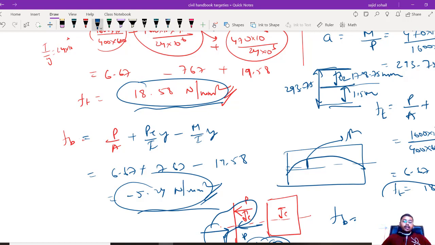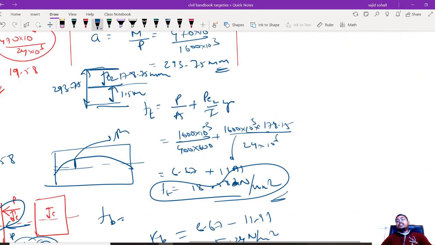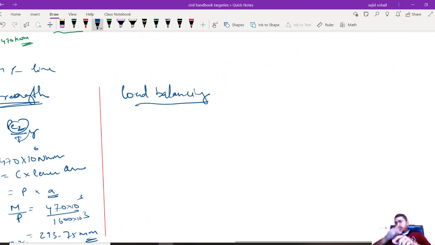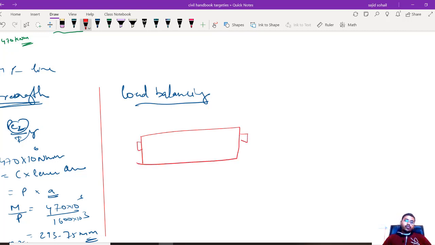Don't make mistakes. Now next comes the very important part, which is load balancing. And if you know the profile of your steel mesh or wires, the best method will be load balancing. If you are seeing this linear or parabolic variation, load balancing is the best one. So what is happening in load balancing? Here my pre-stressing force is something like this. It is trying to compress it. It is 1600 kilonewton, and I have a profile something like this.